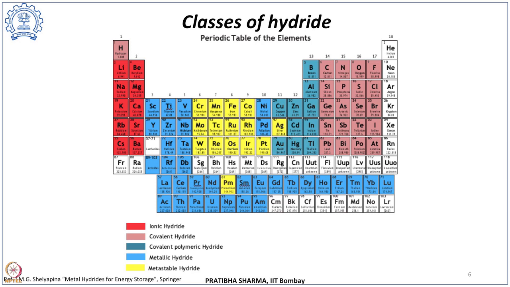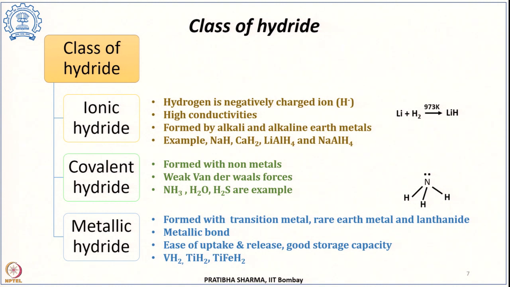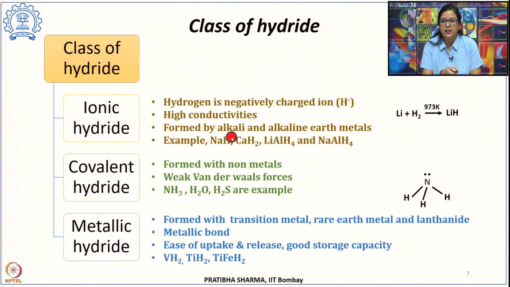So depending upon the interaction, the metal to hydrogen or the element to hydrogen interaction, the bond formed, we can classify these hydrides into different classes. Like the ionic hydrides, these are formed by hydrogen reacting with the alkali or alkaline earth metals. These are usually formed when the electronegativities of the two atoms are very much different. So hydrogen in ionic hydrides is usually found as a negatively charged ion.